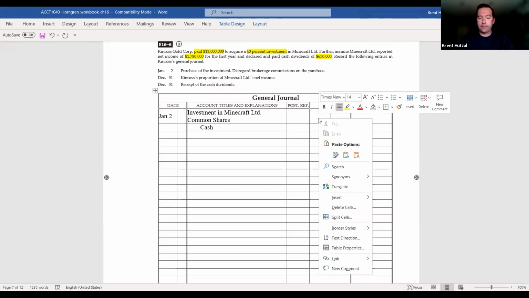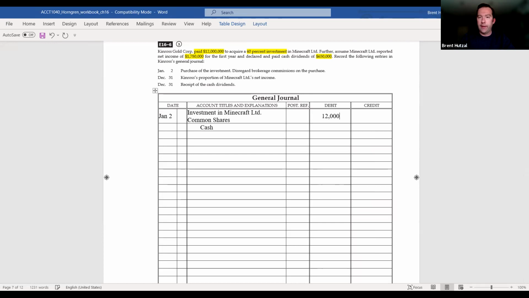Okay, so debit investment in Minecraft Limited common shares by 12 million, and we're going to credit cash by 12 million. And that 12 million is given to us right in the question. That's the amount that Kinross paid to acquire the 40% investment in Minecraft.